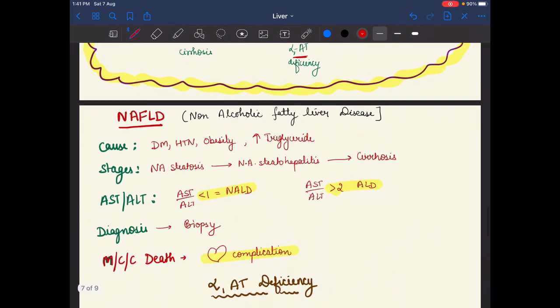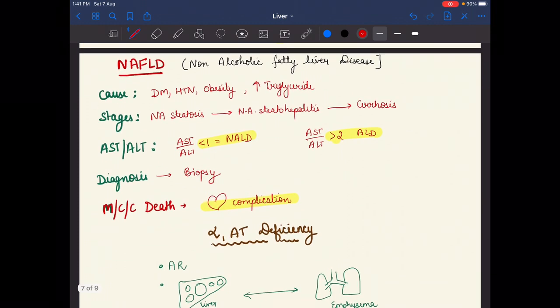Now next one is the non-alcoholic fatty liver disease. For the non-alcoholic fatty liver disease, the causes were diabetes mellitus, hypertension, obesity, or an increase in triglyceride. And here also, similar to the alcoholic liver disease, the stages were non-alcoholic steatosis, non-alcoholic steatohepatitis, and cirrhosis. So in non-alcoholic steatohepatitis we see the Mallory-Hyaline bodies.